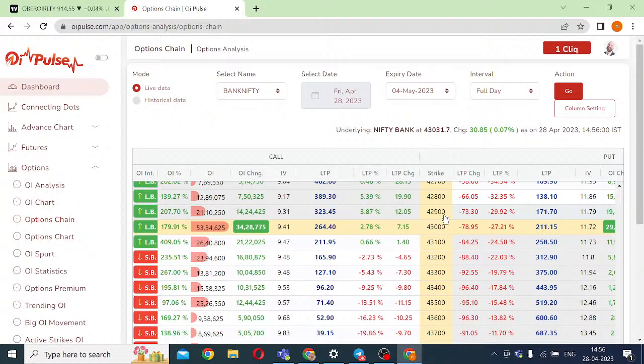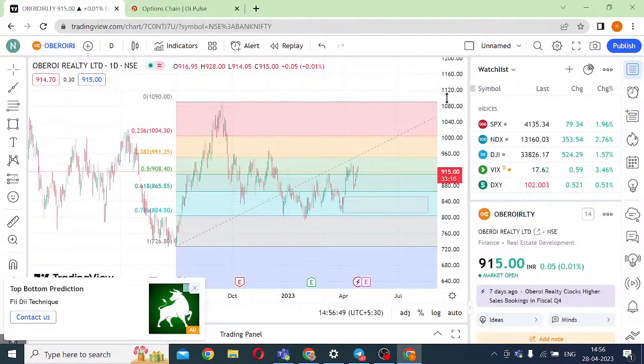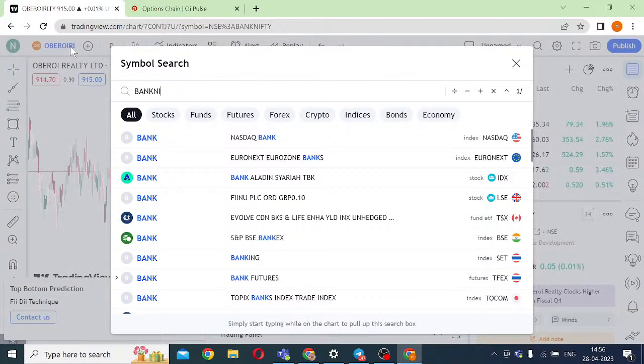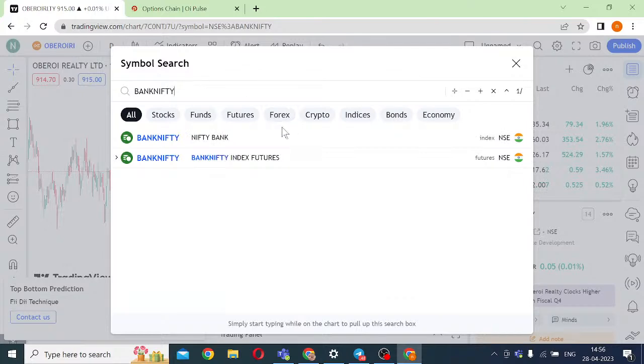Be disciplined: when your first three trades hit a stop loss, come out of the market, because it is going to be very, very painful. The market will not give a movement. Does this make sense? Okay, coming back to our Bank Nifty chart.